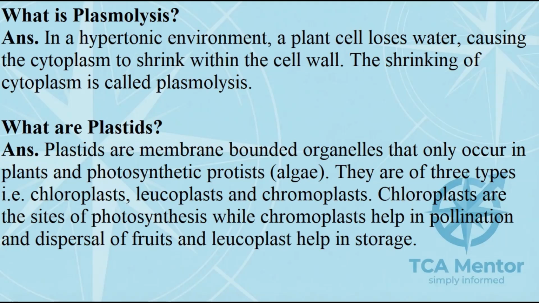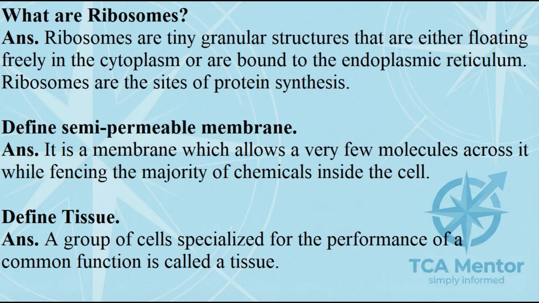What are plastids? Answer: Plastids are membrane-bounded organelles that only occur in plants and photosynthetic protists, algae. They are of 3 types, i.e. chloroplasts, leucoplasts, and chromoplasts. Chloroplasts are the sites of photosynthesis, while chromoplasts help in pollination and dispersal of fruits, and leucoplasts help in storage.